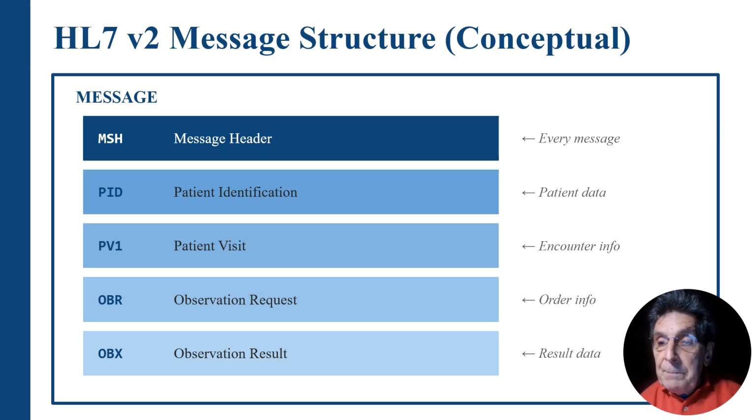What type of visit is this? What location is the patient in? Who's the attending physician? And the OBR is the observation request segment, used when you're ordering a test. What test is being ordered, when, and by whom? OBX is the observation result segment, and it's used when the results come back. What was measured? What was the value? What are its units? Is it normal or abnormal? So think of building a message like assembling Lego blocks. You pick the segments you need for your particular message type, and stack them together in their appropriate defined order.